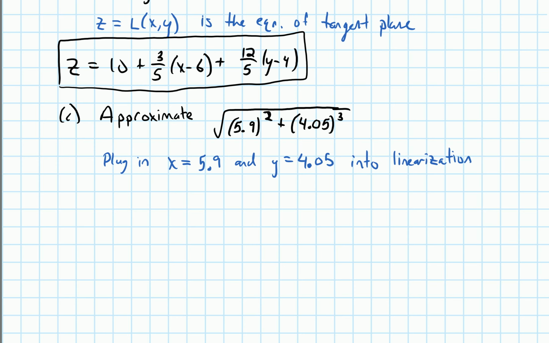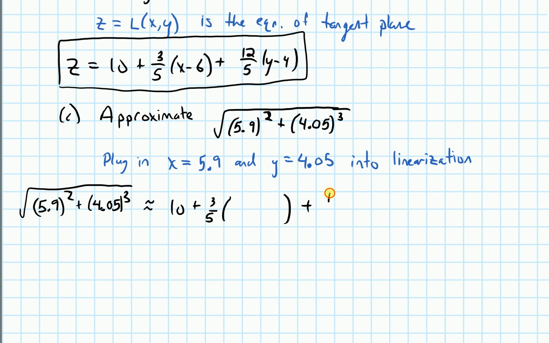All right, so doing that, we'll get 5.9 squared plus 4.05 cubed, square rooted. So our expression is approximately going to be equal to, let's take our tangent plane equation, 10 plus 3/5 times a parenthesis plus 12/5 times a parenthesis, and this one has a minus 4 and the other one has a minus 6. And now let's plug in our values. So we're going to plug in 5.9 for the x and 4.05 for the y. And that's basically it. We just have to simplify now.